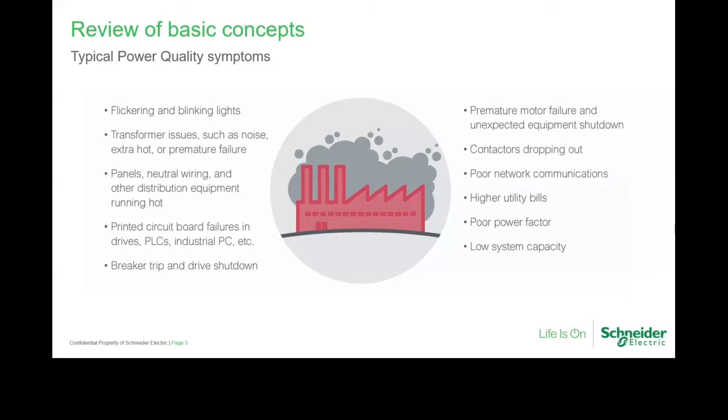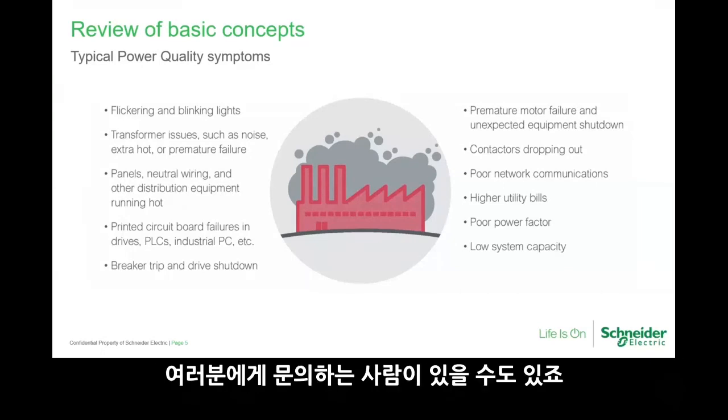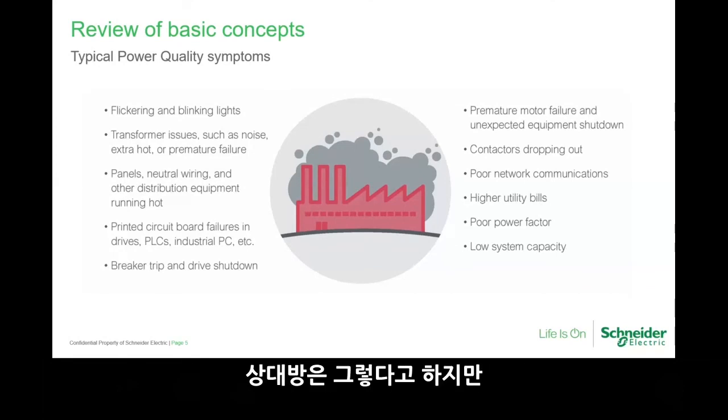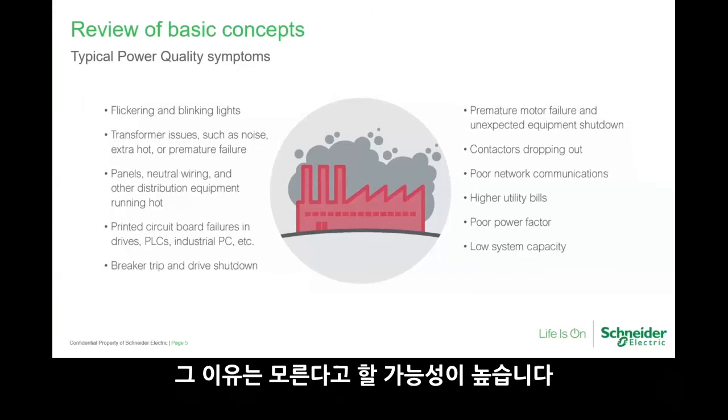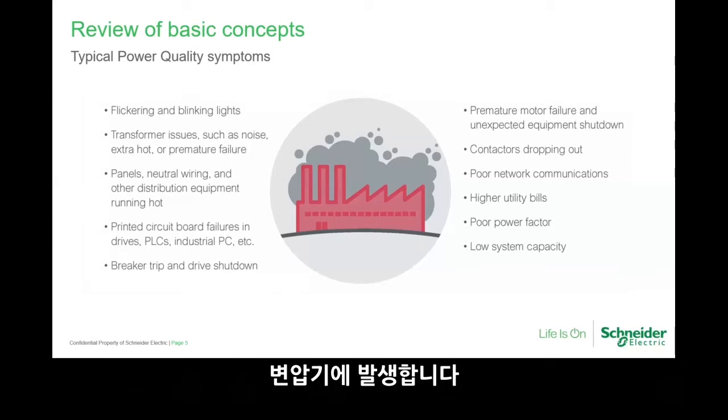Let's take a look at the typical power quality symptoms that you have in the facility or in your customer's facility or anyone who approaches you. If you ask them about any of these phenomena, chances are they may say yes, and they don't know the reason behind it. For example, flickers and blinking lights. This is about flicker. Transformer issues such as noise, extra heat, and premature failure are most likely about harmonics.